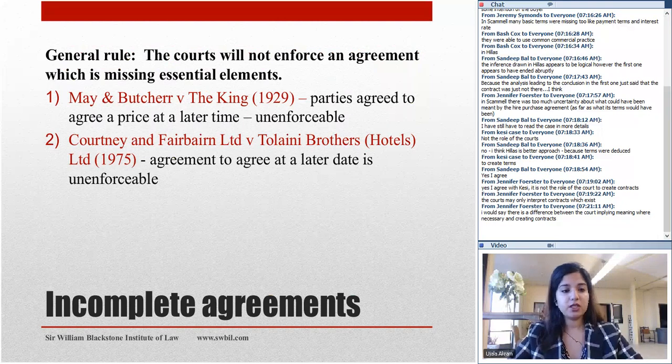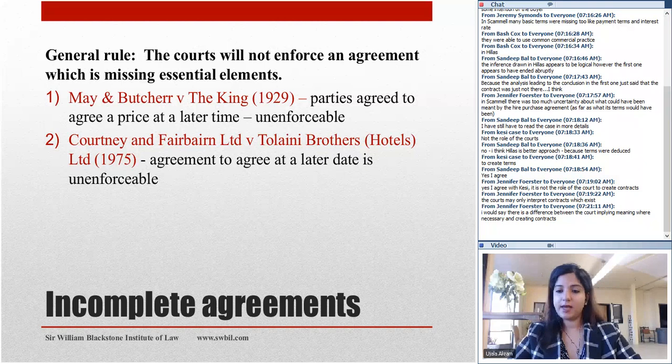Okay, and the first key case with regard to this rule is May and Butcher. The House of Lords in this case held that the agreement was incomplete at the time of its creation as it lacked a price and payment schedule. So the argument ran that if you had asked the buyer and the board how much they would pay and receive and when, they would not have been able to tell you, right? Because there was no price schedule.